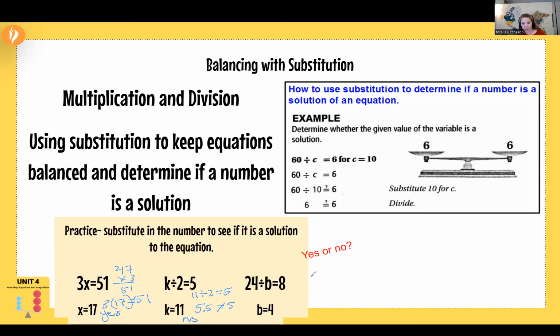And the last one, 24 divided by 4, is that 8? No, that's actually 6, right? 6 does not equal 8, therefore, 4 is not a solution.